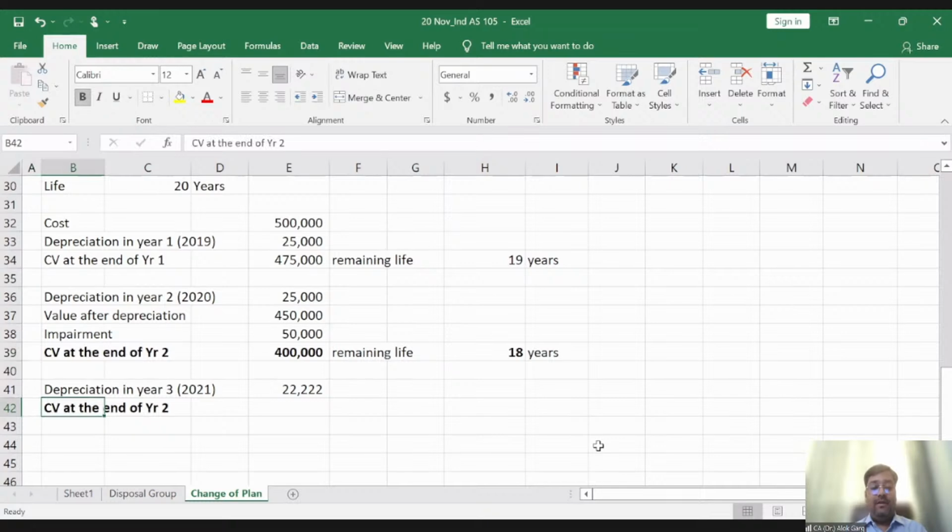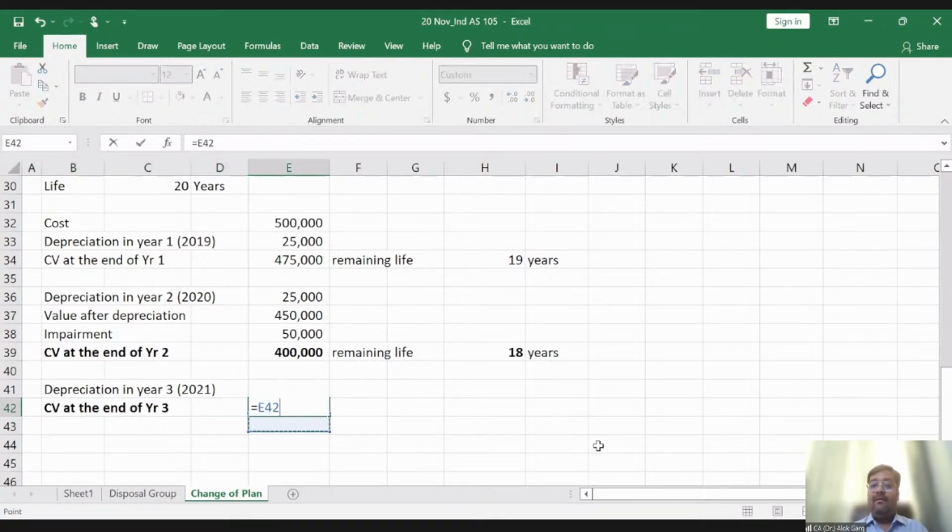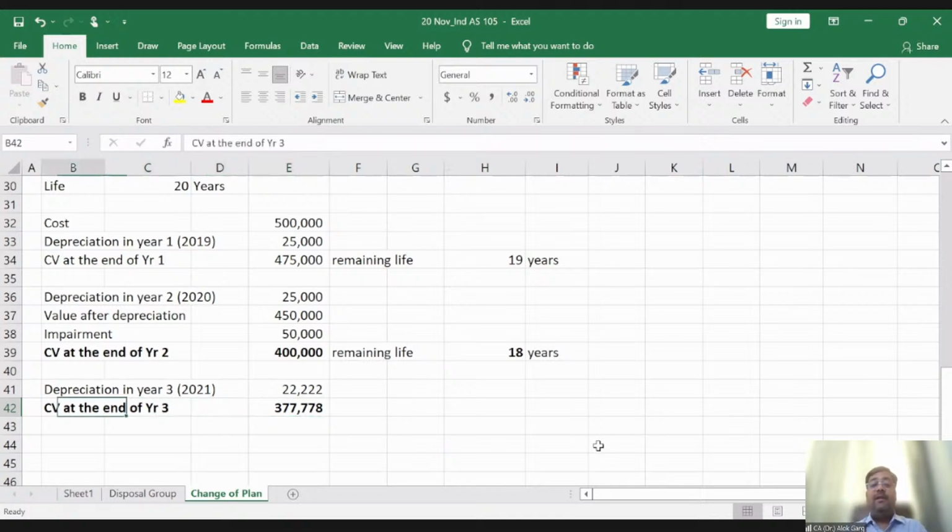Now, what is your carrying value at the end of year three? It is 4 lakh minus 22,222, which is 377,778. Friends, it is not 375, it is not 4 lakh, it is not 425. It should be 377,778. Why? Please understand. Even in year two, the carrying value is not 450. The carrying value is 4 lakh. Impairment is not an Ind AS 105 thing. Impairment is a fundamental thing for every standard.